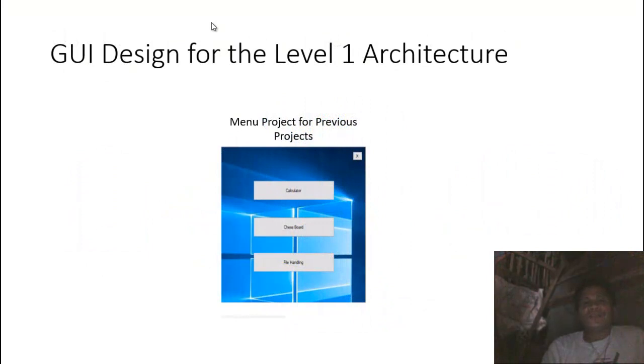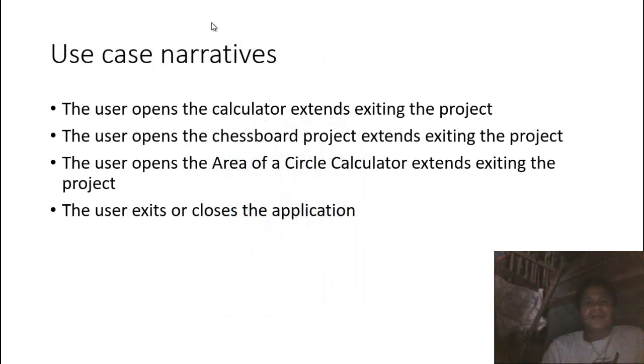The graphical user interface designed for the level 1 architecture of our menu project. This is the use case narrative. The user opens the calculator, extends exiting the project. The user opens the chessboard project, extends exiting the project. The user opens the area of a calculator, extends exiting the project. The user exits or closes the application.